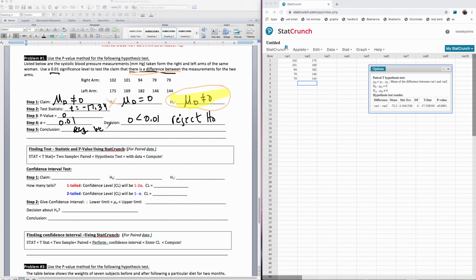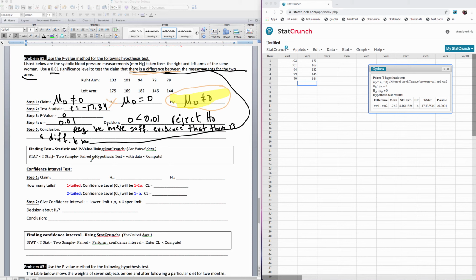Okay, so we have sufficient evidence that there is a difference between, and I just write this thing out.